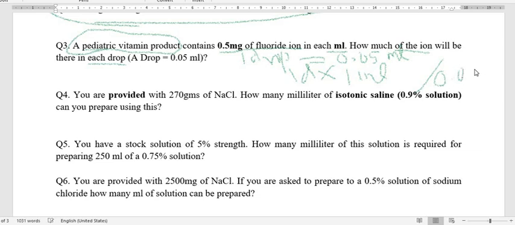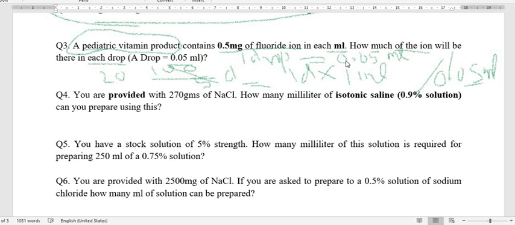For this 0.05 ml, you have to remove the decimal. For removing the decimal, you put 100, because there are two decimal places. So this is equal to 100 divided by 5 drops. So 5 twenties are 100. So 1 ml contains 20 drops.